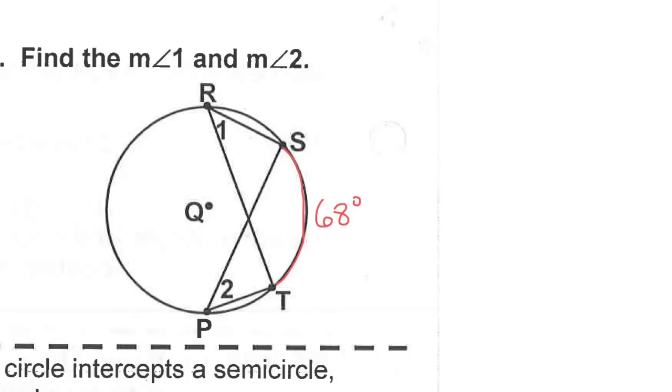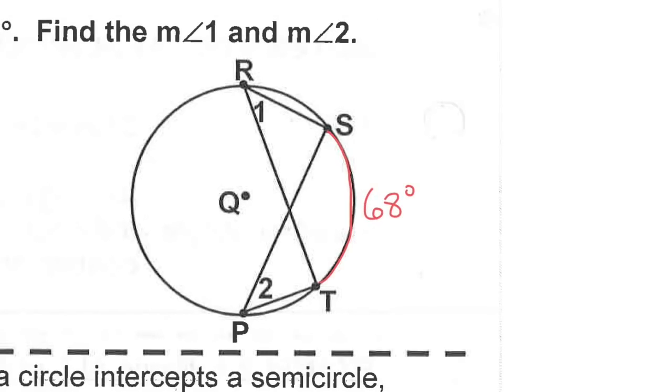And you could stare at this for a while. It doesn't give us anything else. I can't find arc RS or PT or PR. So I'm kind of left with almost nothing. But if you look at it this way, there's a chord that goes from R to T, and one that goes from R to S, and that 68 degrees of ST is the intercepted arc.